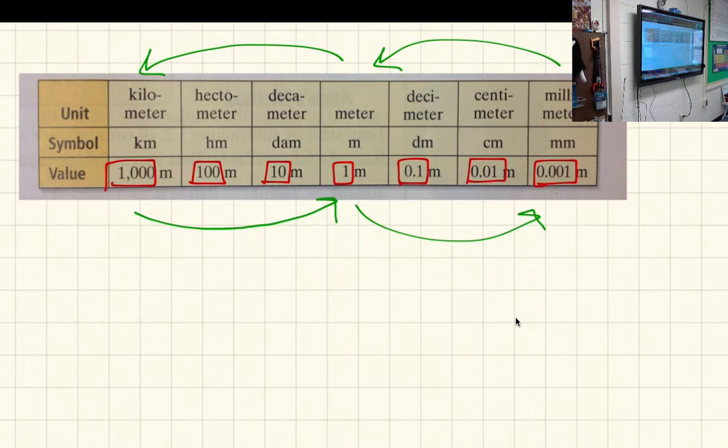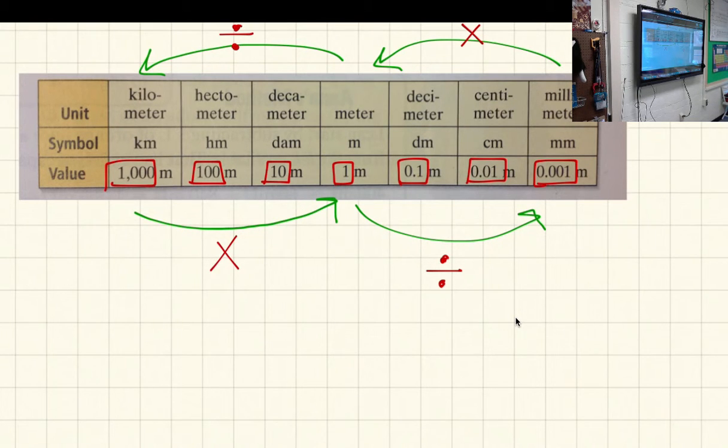If you are going from meters to millimeters, you're going to divide by the number you're going to. If you're going from millimeters to meters, you multiply by the number that you're coming from. Hence the reason for the arrows. If you're going from meters to kilometers, you divide by the number you're going to, and down here you multiply. I'm going to give you an example on how to use this.